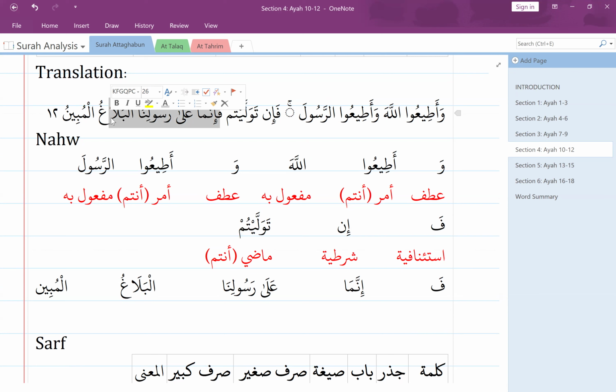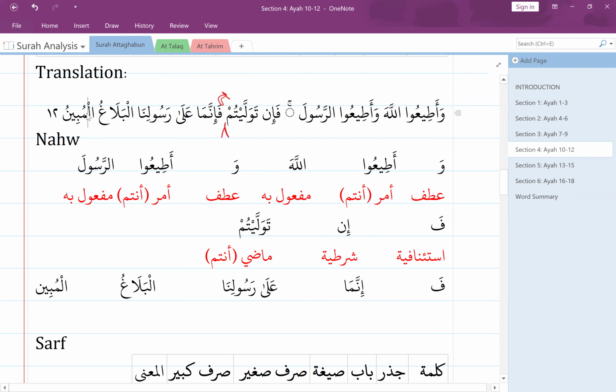It doesn't make sense as jawabu shart. So this is not the jawabu shart, which means the jawab is mahdhuf. The jawab is missing, somewhere here inside. It's mahdhuf. So this is something else.